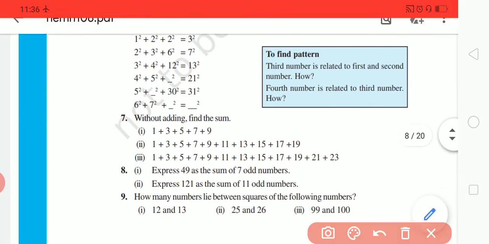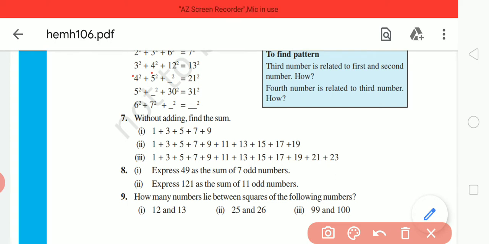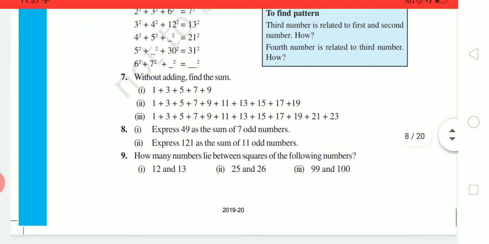Now see in the next one, this is 3 4s are 12 and 12 plus 1 is 13. This is 4 5s are, what will become, 20, and 20 plus 1 is 21. So 5 6s are 30 and 30 plus 1 is 31. So 6 7s are 42 and 42 plus 1 is 43, right? So you got the answer. Now come to question number 7.